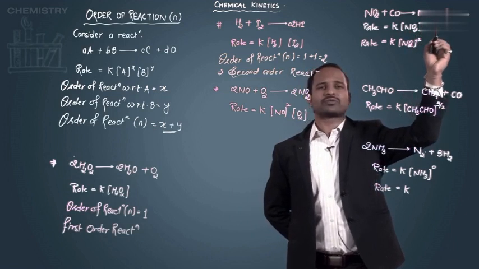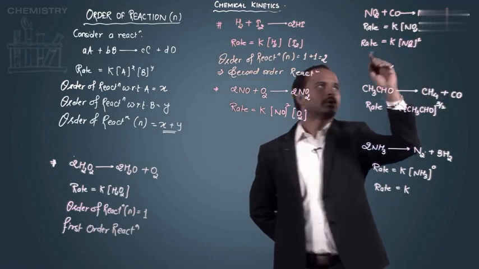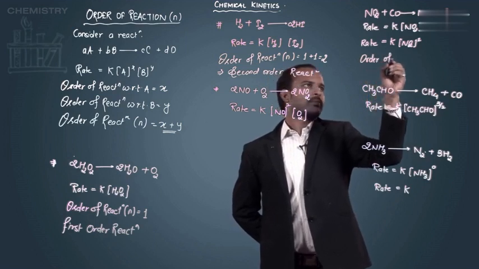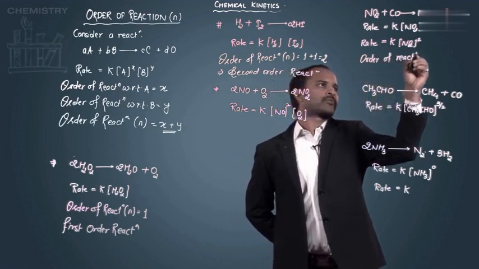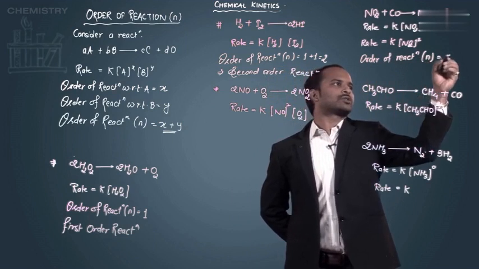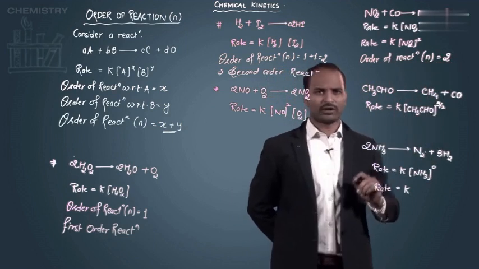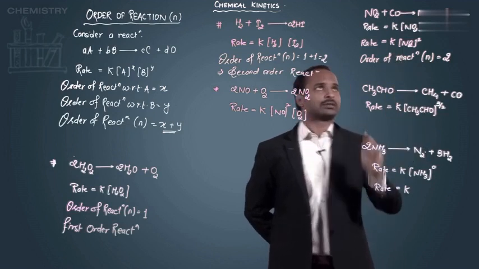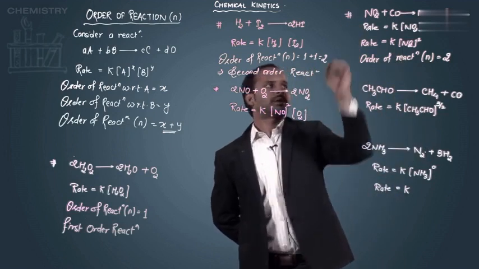Order of reaction with respect to CO is 0. So if I am writing the overall order of reaction, that is the value of n, again it is going to be 2, meaning again it is an example of a second order reaction, but in this case there is only 1 reactant and having power as a 2.